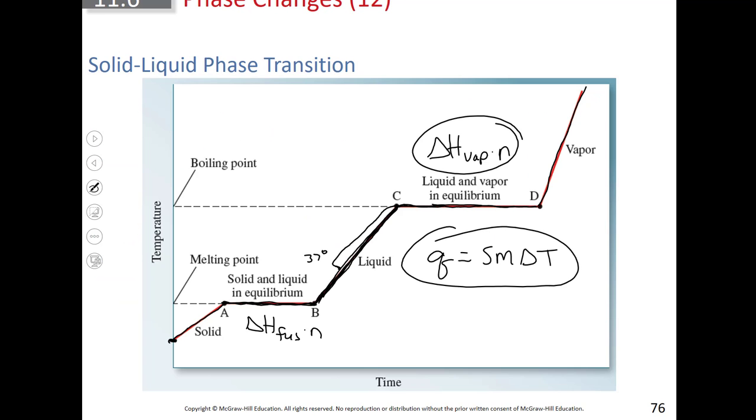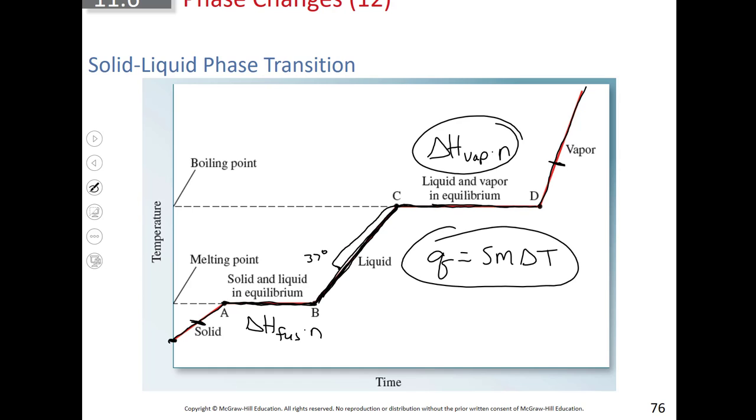I could have asked you how much heat is required to go from, say, this temperature as a solid to this temperature as a gas, in which case you would need to add the Q from that part to the Q from that part, plus the Q of both of these phase changes. So if I gave you a more complicated one, it just keeps on adding them up. Just add up each step.